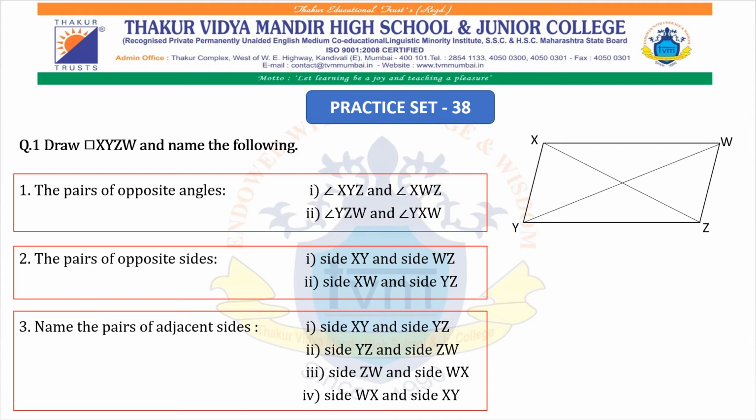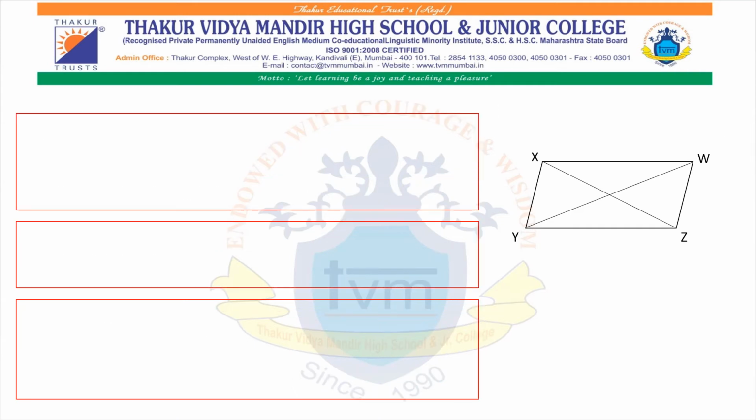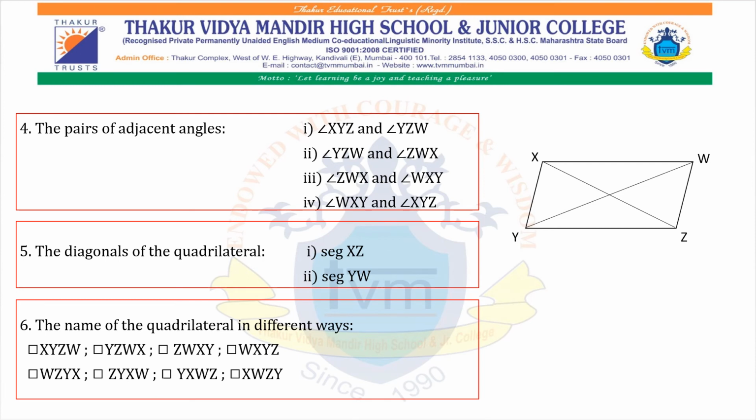Third, name the pairs of adjacent sides: side XY and side YZ, side YZ and side ZW, side ZW and side WX, side WX and side XY. Next, the pairs of adjacent angles: angle XYZ and angle YZW, angle YZW and angle ZWX, angle ZWX and angle WXY, angle WXY and angle XYZ. The diagonals of the quadrilateral: seg XZ and seg YW.